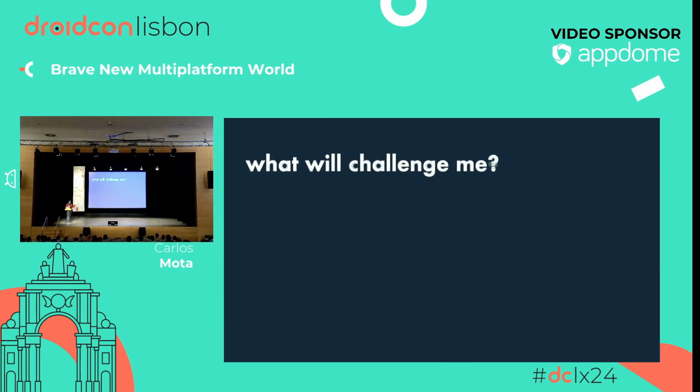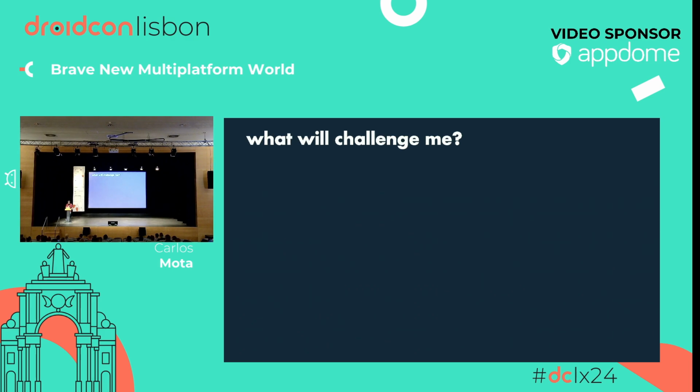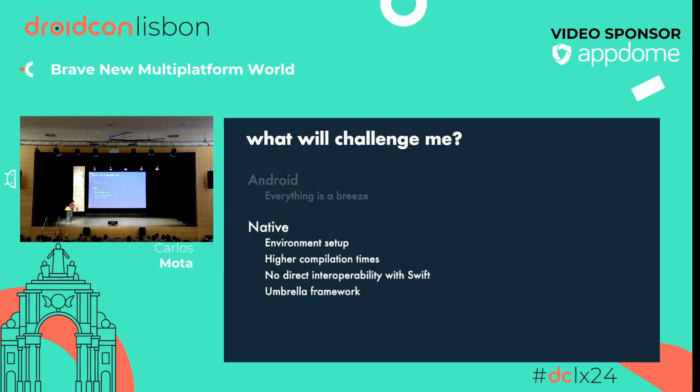So, challenges that you're going to have, because not everything, of course, is a breeze. On Android, everything is a breeze. For native, these are my main pain points. First, you need to teach iOS developers, if they're going to build for Kotlin Multiplatform, the environment setup. They need to get used to Android Studio. And I don't know your experience with your friends, but typically iOS developers really love Xcode. I'm still trying to understand why. But they need to learn how to use a different IDE that sometimes they don't understand that easily.